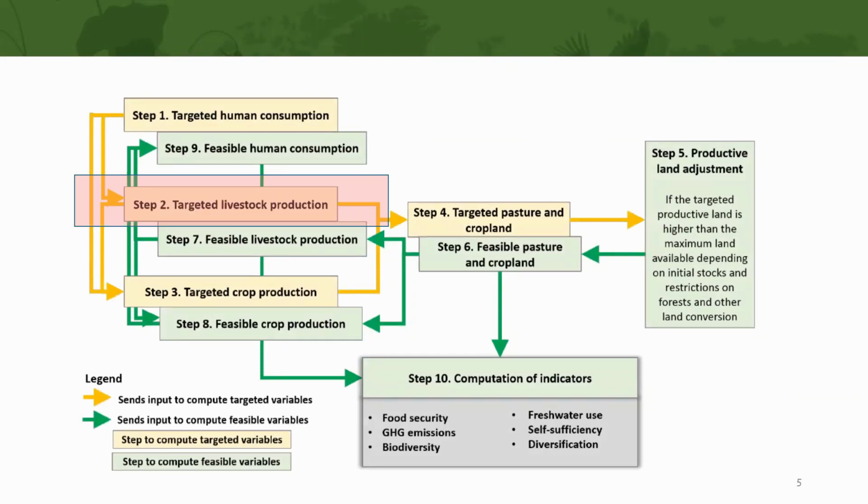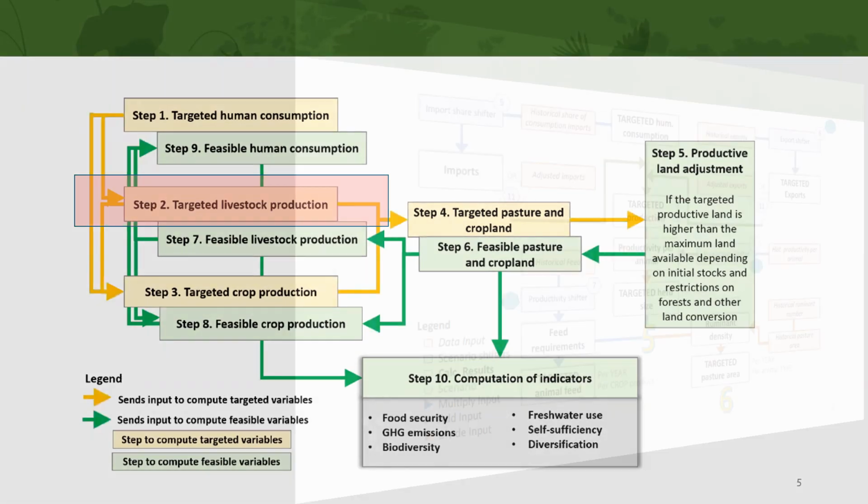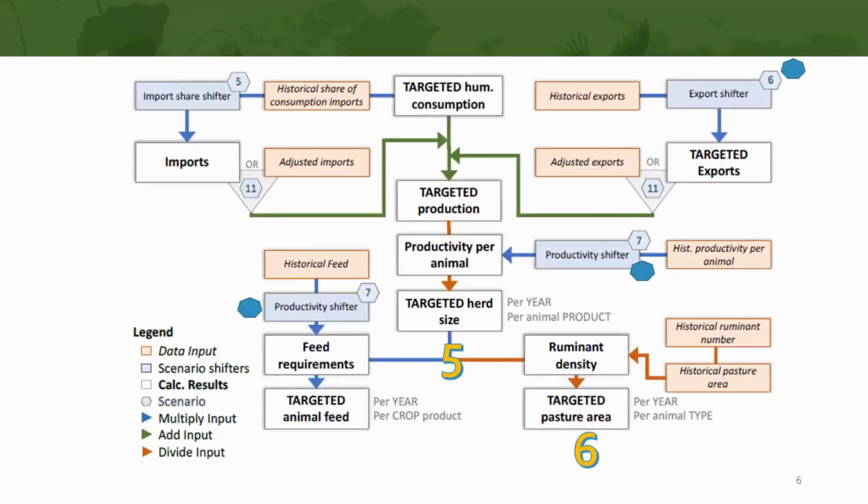The process of calculation steps is as follows. The demand for livestock products, which has already been defined in the calculation of human demand, is the starting point of the calculation of livestock production. Imports are computed as a share of total consumption which is imported times the consumption for each product and time step. The exported quantity is then taken from the selected scenario.